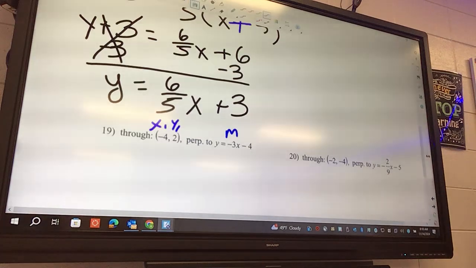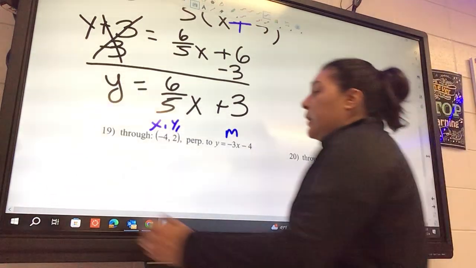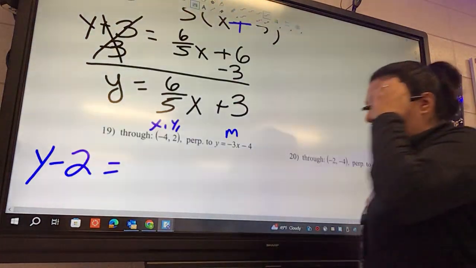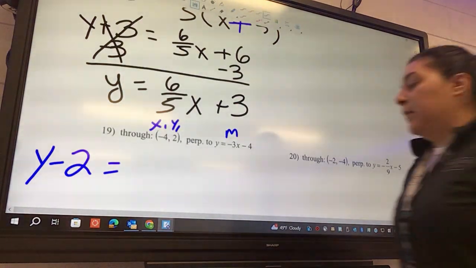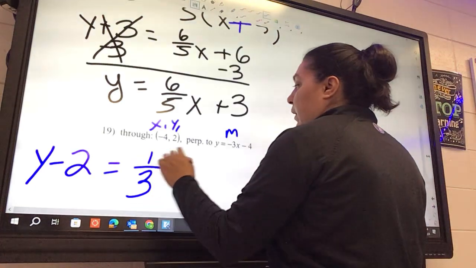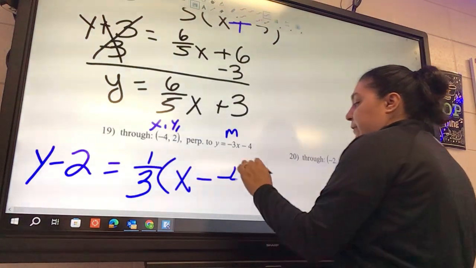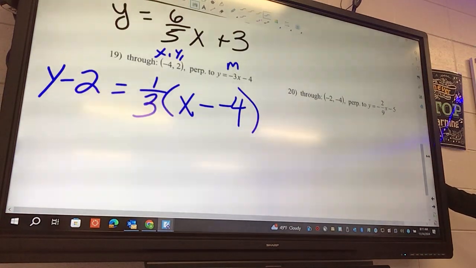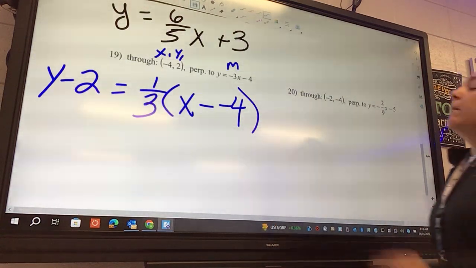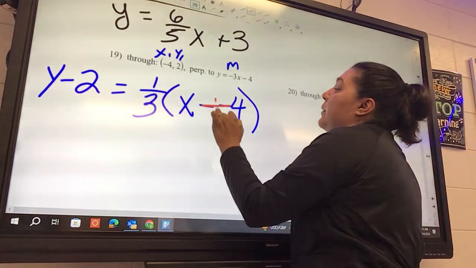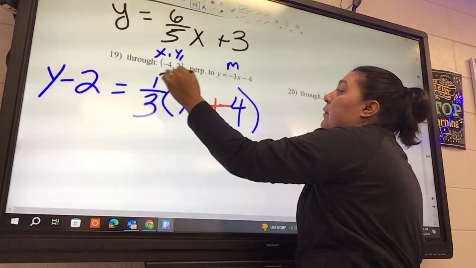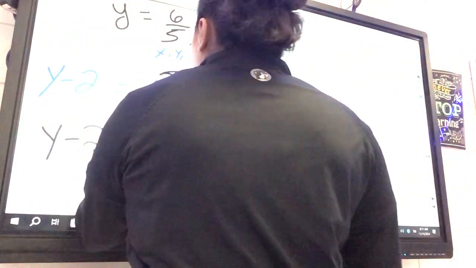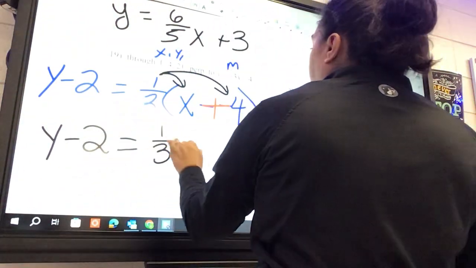Okay, last one. It's going to be y minus 2 equals, what is my new m going to be? A positive 1 over 3. x minus negative 4. And so that's going to be a plus. Okay, so we get y minus 2 equals 1/3 x.